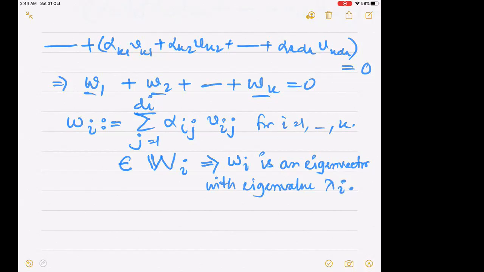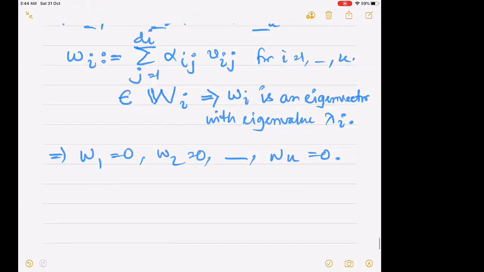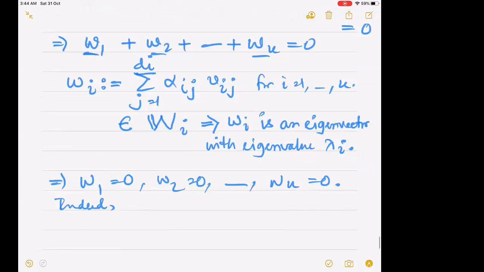Does that tell you something? I say this implies w1 must be 0, w2 must be 0, so on up to wk must be 0. Why? Because these are eigenvectors. If they're 0, then fine. If they're non-zero, then they're non-zero eigenvectors. Now suppose not all of them are 0, some of them are non-zero.